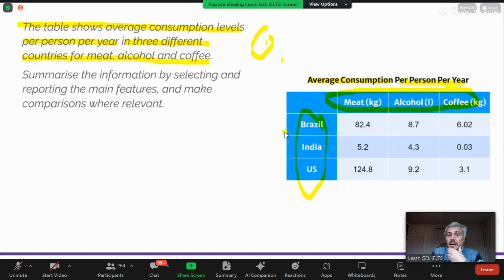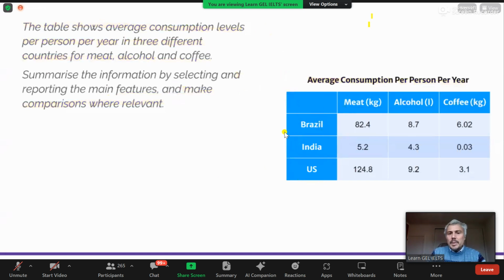Remember, the question will always tell you what is in the table or the graph. So always read the question and look at the graph or table together at the same time. These are the instructions. Summarize the information by selecting and reporting the main features and make comparisons where relevant. Remember, the instructions always ask you to make comparisons where relevant.